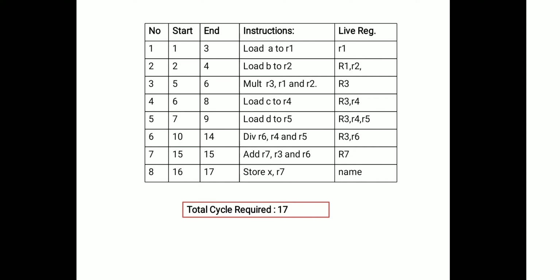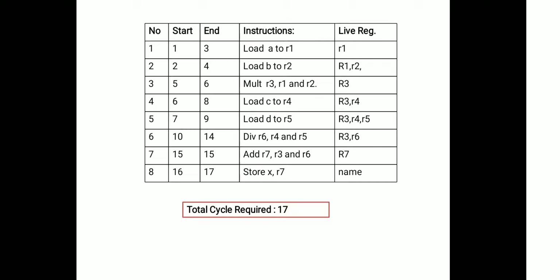But the 6th instruction depends on the 4th and 5th ones. So once the 5th one is completed, then it will start. Division requires 5 latency, so it runs 10, 11, 12, 13, 14. The next instruction is again dependent on instruction number 6 and instruction number 3. So once 6 is complete, at 15 it requires only 1, so 15 to 15. And the next instruction takes 16 and 17. So the total required is 17 cycles. That much cycle time is required to execute this particular program.